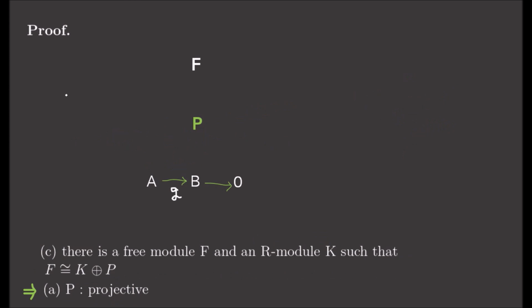In order to prove the last statement, let's see the following commutative diagram and use the assumption. There is a free module F and an R-module K such that F is the direct sum K and P. So F is clearly a free module. The free module is decomposed as K direct sum P. Then our claim is that P is a projective module. To prove the claim, we must find the map.